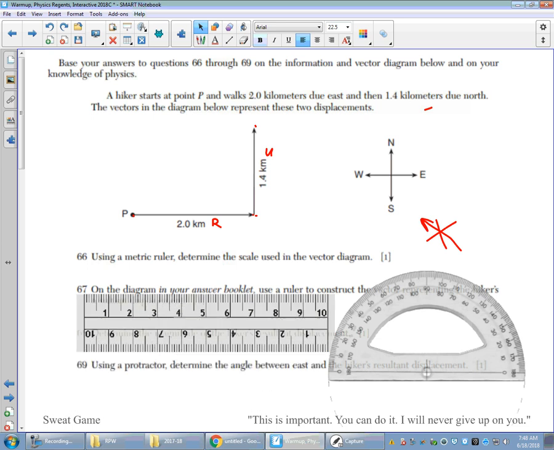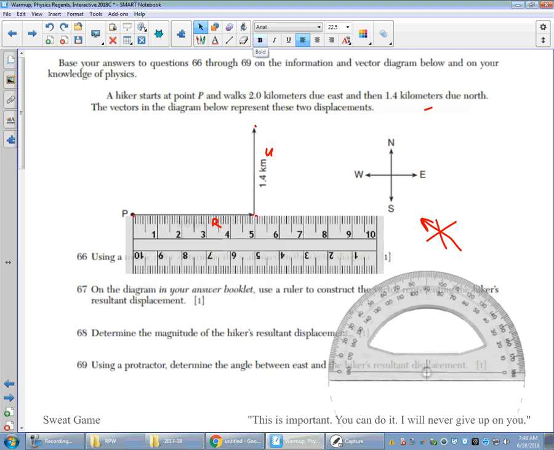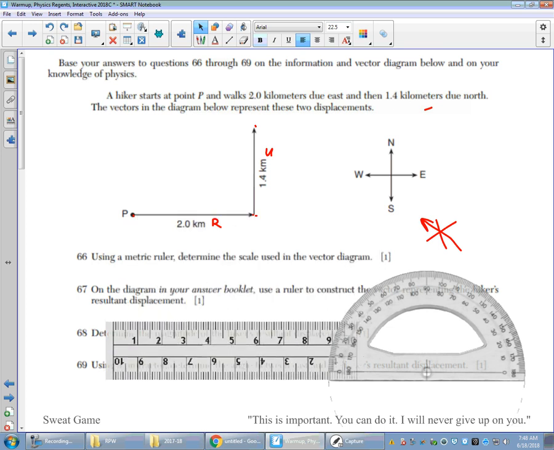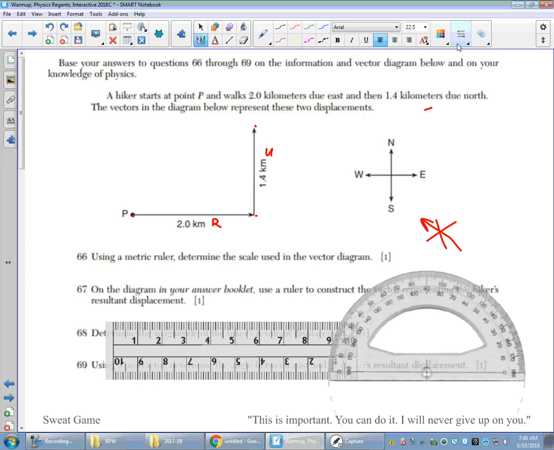They often tell you to determine the scale used in the diagram. Take your ruler. Use the pinky rule if you don't remember which is what in terms of millimeters and centimeters. And you'll find that this 2 kilometer vector from the middle of point P to the tip of that arrow looks like it's about 5 centimeters. So you can write for yourself 2 kilometers is 5 centimeters.